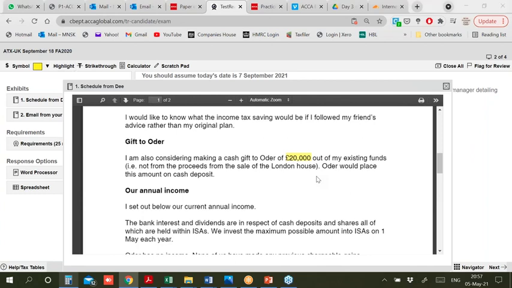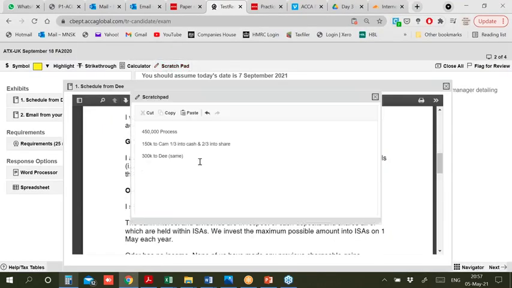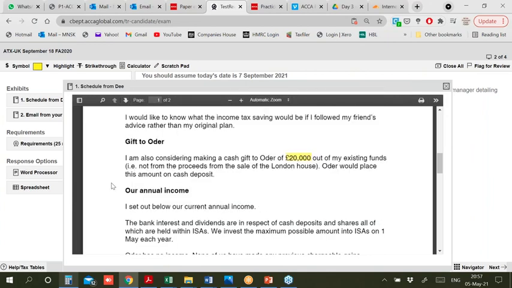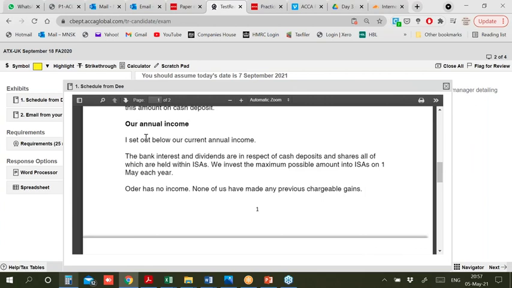So in my scratch pad, I can go and write 20K cash gift to son. Now, coming back, our annual income. I set out below our current annual income. Okay, if I have the idea of their annual income, I'll be able to suggest whether it will be beneficial for them to split the income and then invest depending upon their income levels.